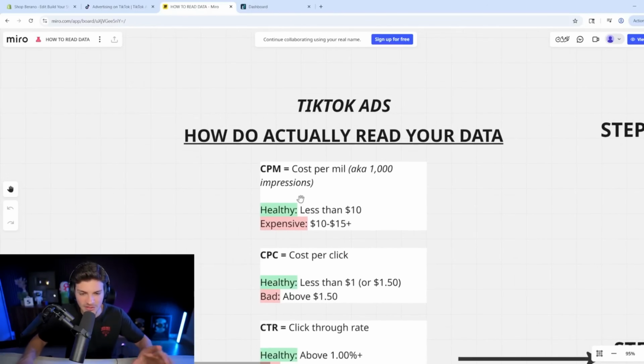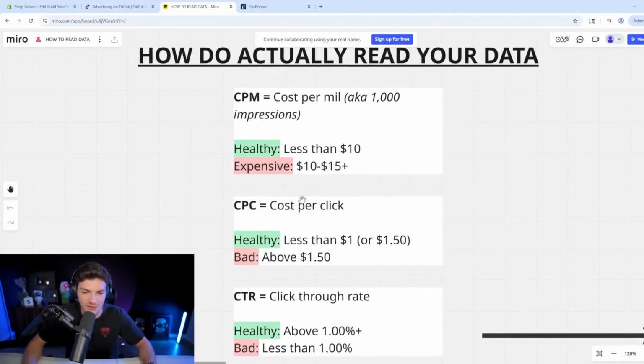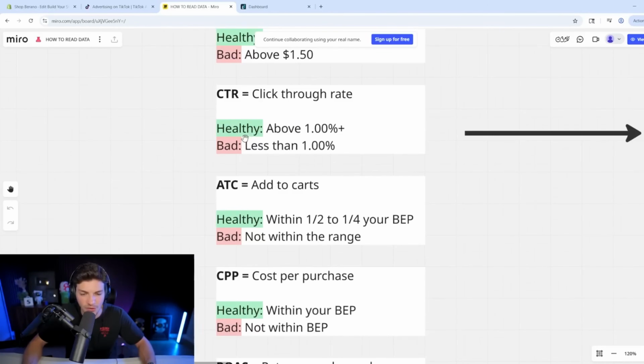So with our metrics, we're first going to cover our CPM. So CPM means cost per mil, and mil is 1,000 in Spanish. So CPM is your cost per 1,000 impressions, aka the amount you pay to get 1,000 eyeballs, 1,000 views on your ad. Now these metrics here, by the way, I gave you some baselines for each of these, like healthy and expensive for all the metrics.